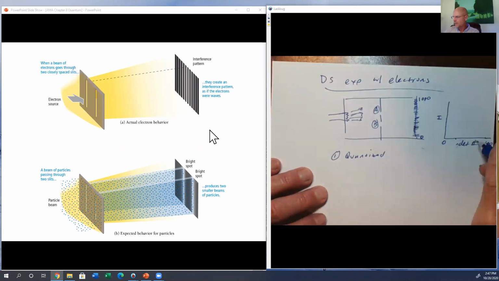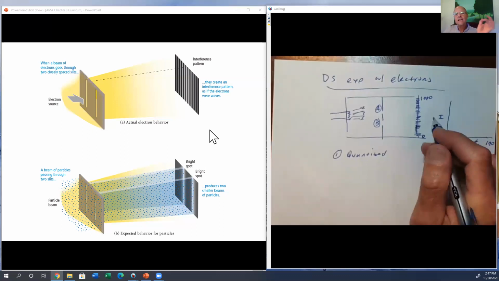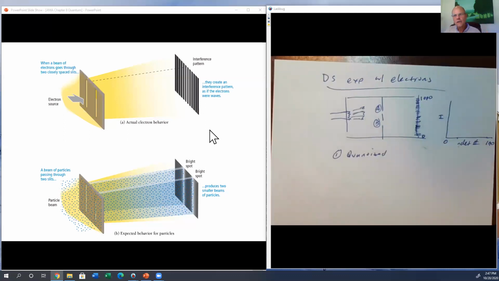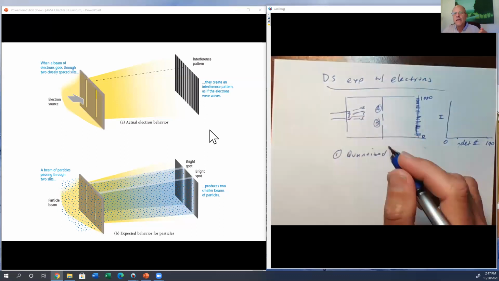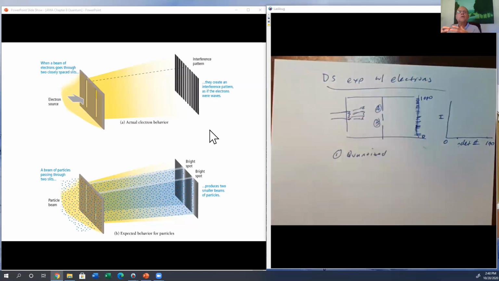Some are clicking more than others. So some of these are going up very quickly. Some of them are going up more slowly. But what we notice is that every click is the same. We don't hear a half click or a quarter click. We either hear a click or we don't hear a click. If we turn down the intensity of the electron gun, what happens? We hear fewer clicks per unit time. But there's no difference between one click and the other. What does that remind you of?